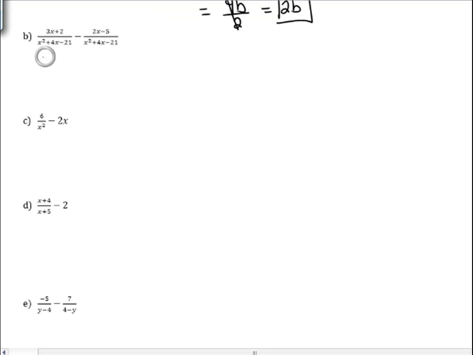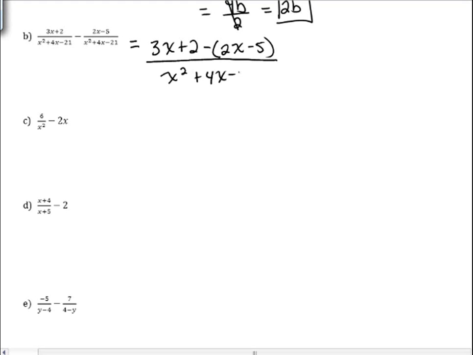Next is (3x + 2)/(x² + 4x - 21) minus (2x - 5)/(x² + 4x - 21). Notice our denominators are the same, so we can subtract our numerators. 3x plus 2 minus, and remember to put the 2x minus 5 in parentheses. The reason that's so important is because we're going to need to distribute that negative sign. And this is over x² + 4x - 21.